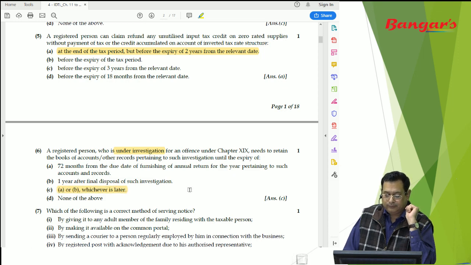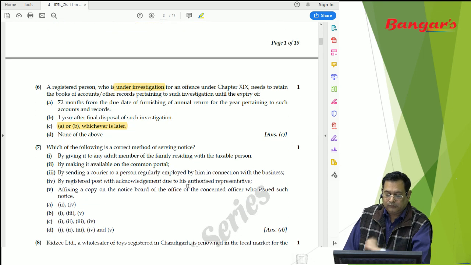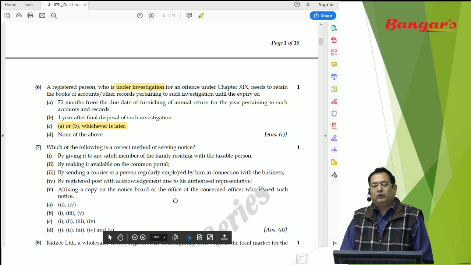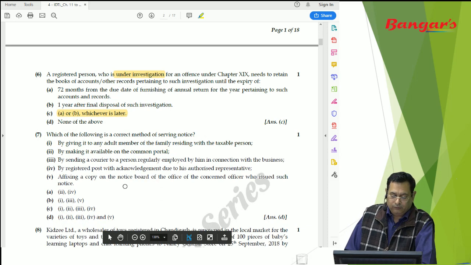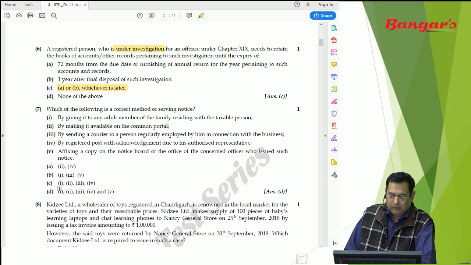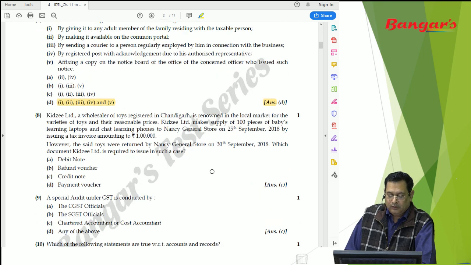Now, service of notice, it can be served to any adult member of the family, may be made available on the common portal, sent by courier, registered post with acknowledgement due, or by affixing a copy to the notice board. So they are asking which one of the following is the correct method of serving notice. All of them are say correct. That is 1, 2, 3, 4 and 5. Answer will be D.